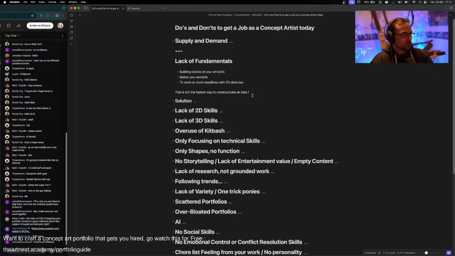The goal of those sketches is not to be beautiful. It's not to collect compliments on a conversation. It's meant to convey ideas. And the fastest way to do that is with 2D generally.